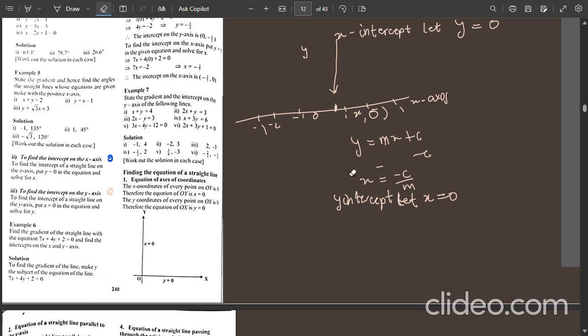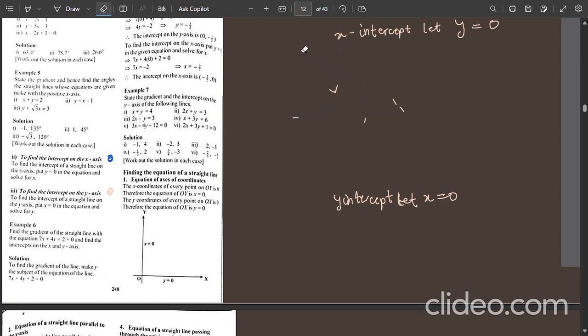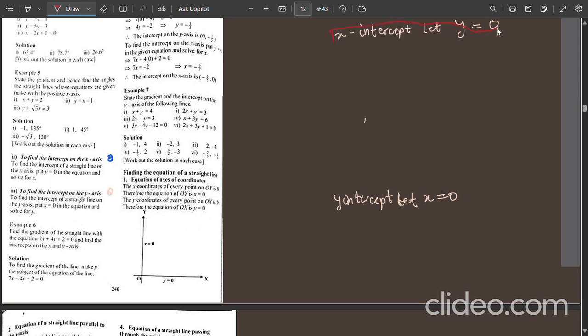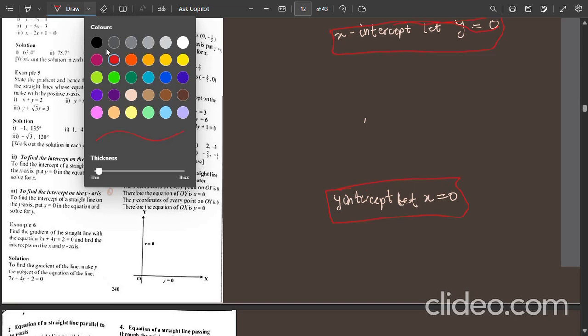So the two things we keep in mind are to find x-intercept, let y be 0, and to find y-intercept, let x be 0. Those are the two most important things we need to keep in mind, and those will help us find the intercepts. So we need to memorize these two.